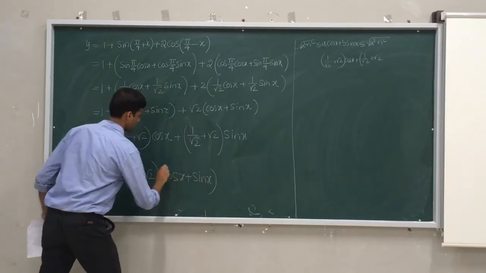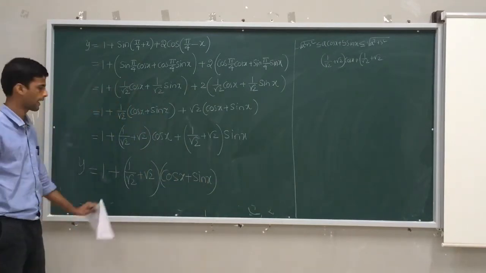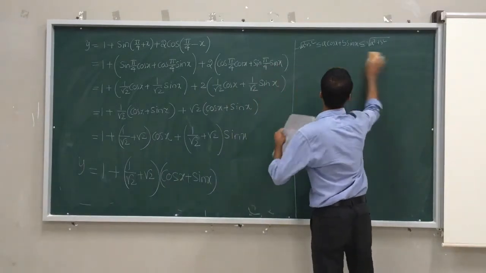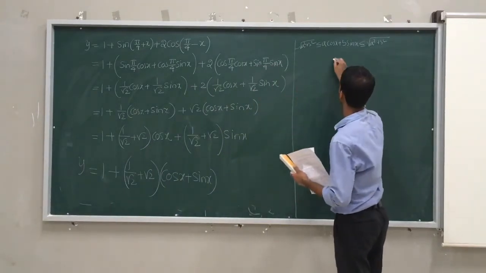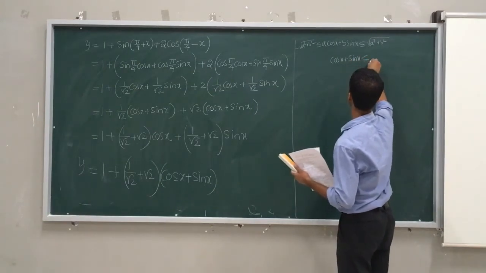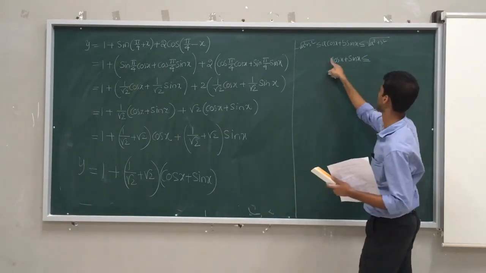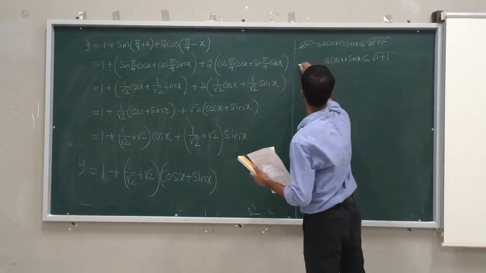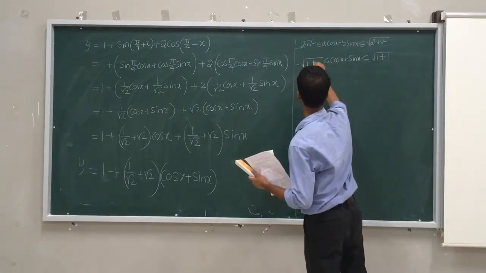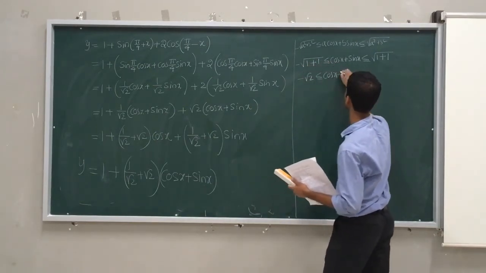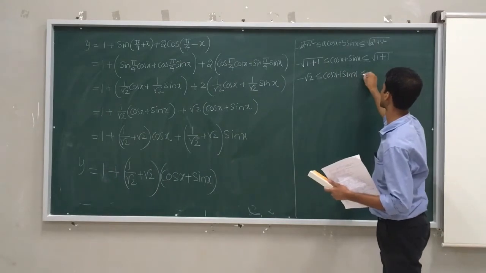Is that fine? We can write up to this. So what we'll do here is, we all know that cos x plus sin x, its maximum value, looks like a cos x plus b sin x, where a is 1 and b is 1. It is nothing but minus root of 1 square plus 1 square less than or equal to cos x plus sin x less than or equal to root of 1 square plus 1 square. That is minus root 2 less than or equal to cos x plus sin x less than or equal to root 2.